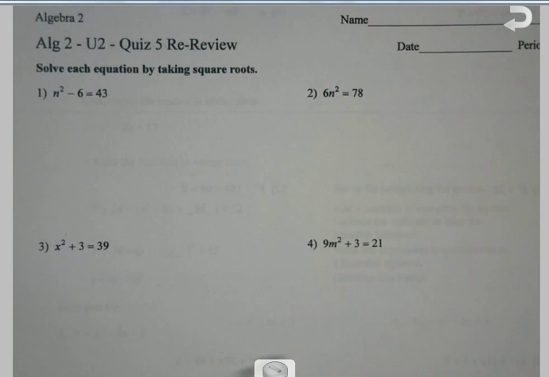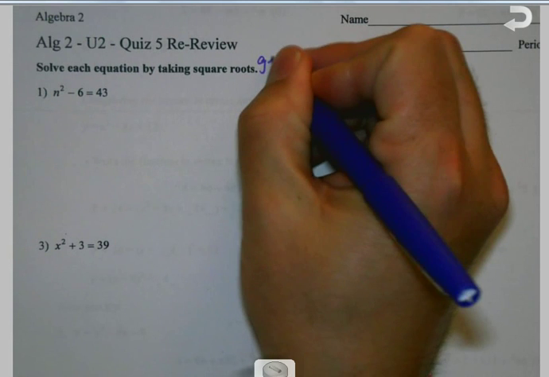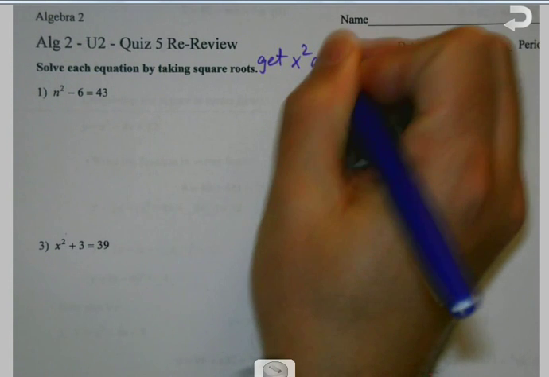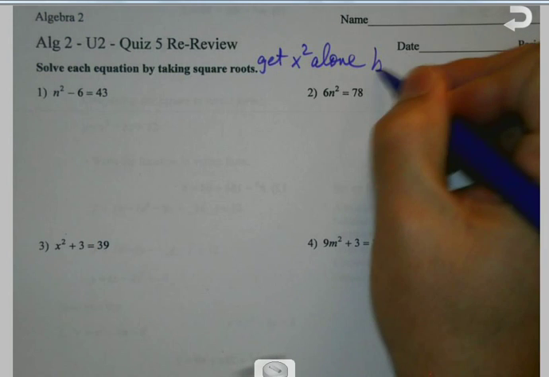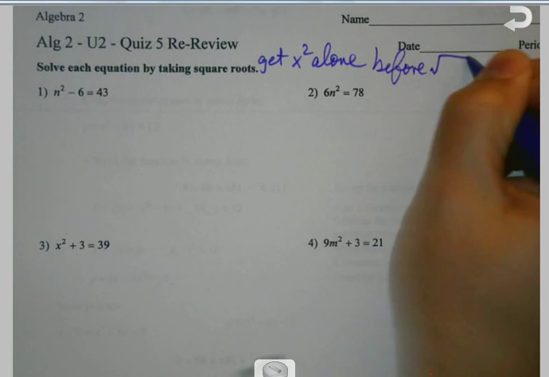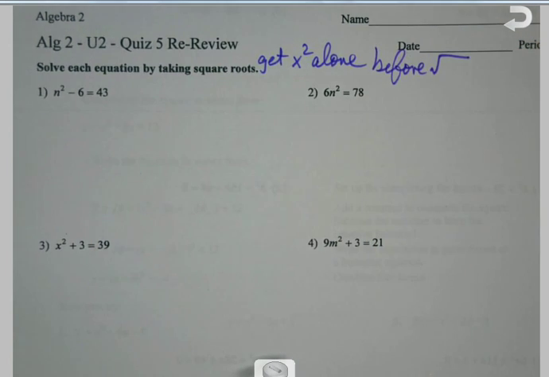So, number 4, my first job whenever I'm solving by square roots, and I know not all of them are x squared, some of them are n's and m's and a's and everything else, is to isolate or get that squared term alone before I take the square root. And I'll talk about one exception to this that actually didn't show up on this sheet. In retrospect, I wish I'd have made it work somehow.